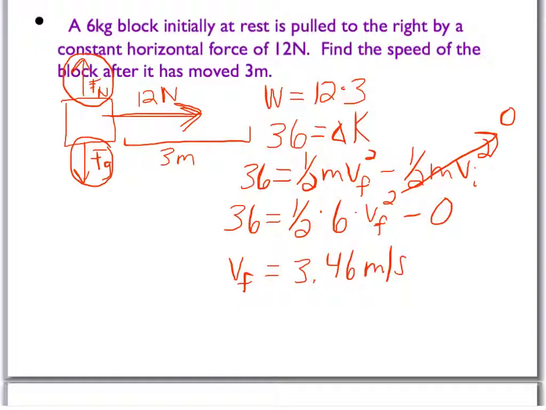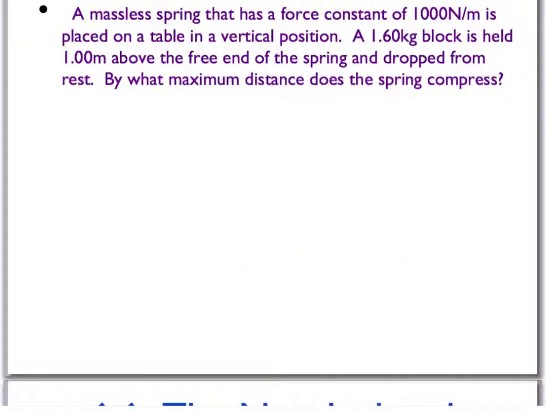Let's try another problem. In this problem, we have a massless spring that has a spring constant of 1,000 newtons per meter, and it's placed on a table in a vertical position, so the spring is kind of looking like this. And above this spring, we've placed a block that's going to fall onto the spring, and obviously once it falls onto the spring, it's going to begin to compress that spring.